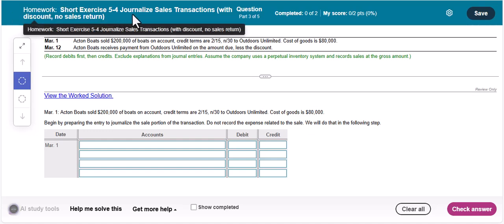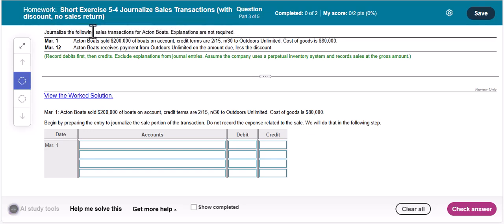Short exercise 5-4, journalize sales transactions with discount, no sales return. So we have to journalize the following sales transactions for Acton Boats. Explanations are not required. On March 1st, we sold some boats on account, and then on March 12th, we received a payment, less the discount.